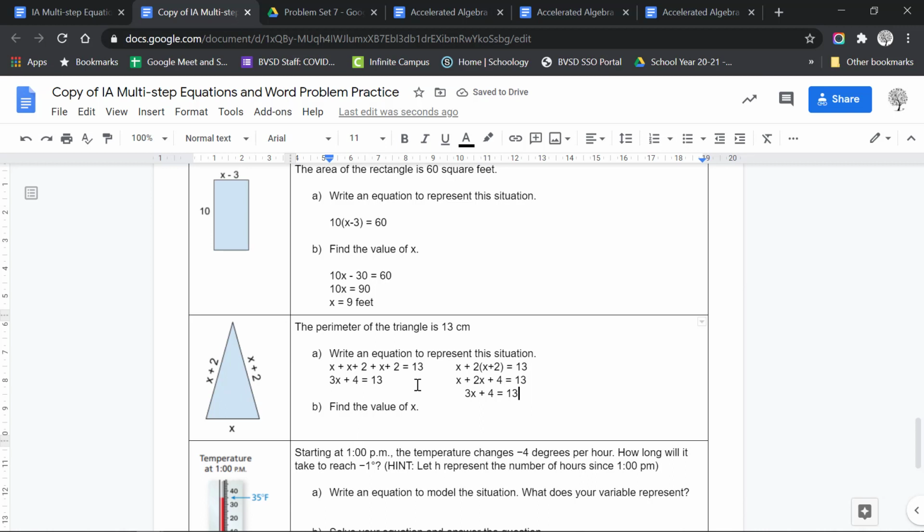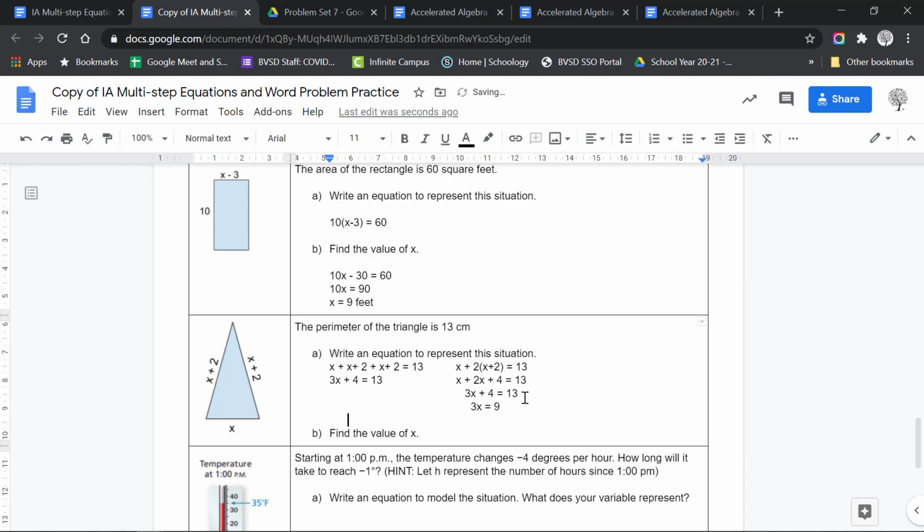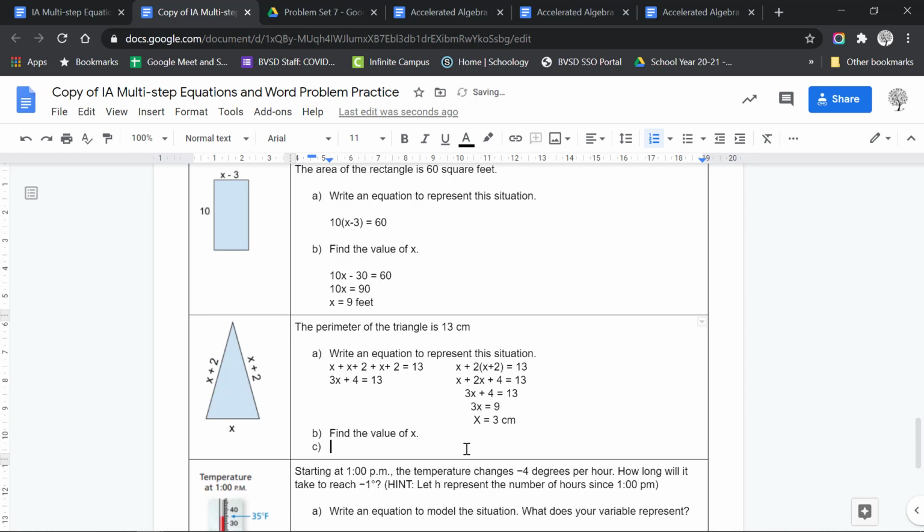So now let's think about how to solve this. I'll solve from this second equation. So I'm going to think in my head, subtract 4 from both sides. So then I've got 3x equals 9. And now I'm going to think, divide by 3 on both sides. And then I've got x equals 3. And my units are centimeters. So here's the answer for this one.